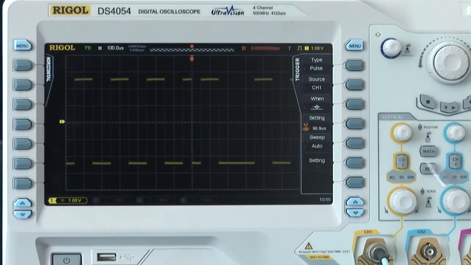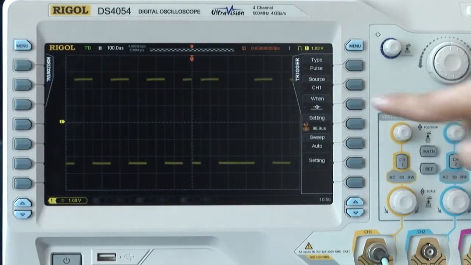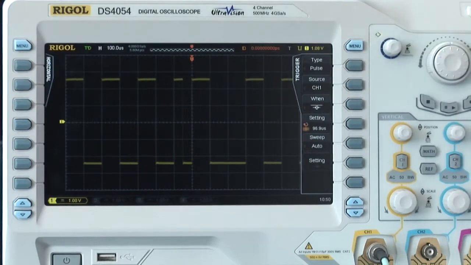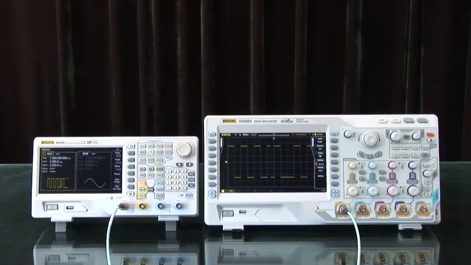For positive pulse triggers, the trigger point stays at the falling edge of the pulse. For negative pulse triggers, it stays at the rising edge. This concludes the introduction of the pulse trigger function.